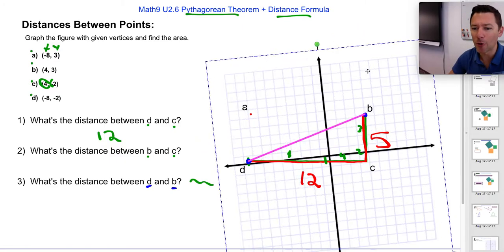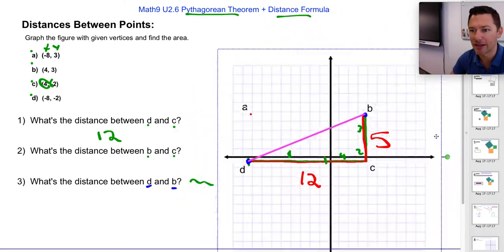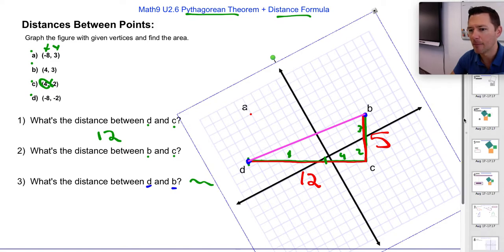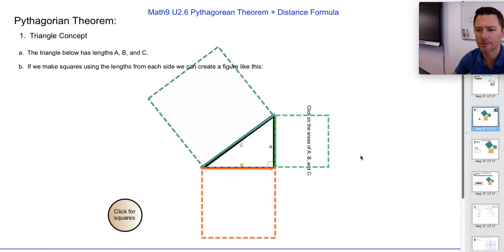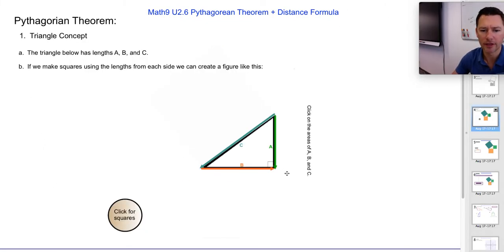Because you don't always have fancy graphs that can spin. That kind of makes me dizzy. Let's try it out. So on your next sheet, you have some squares, and you'll notice that this happens. If you take a triangle, let's go back a little bit, you take a right triangle, right? It's got a right angle, and who cares about the other angles? This is a right triangle.